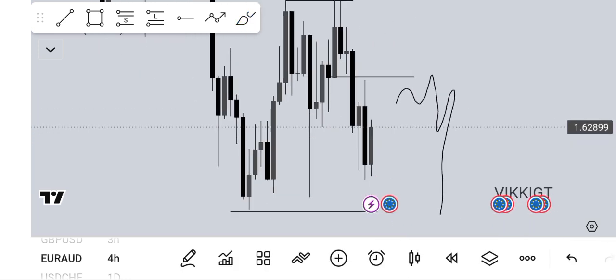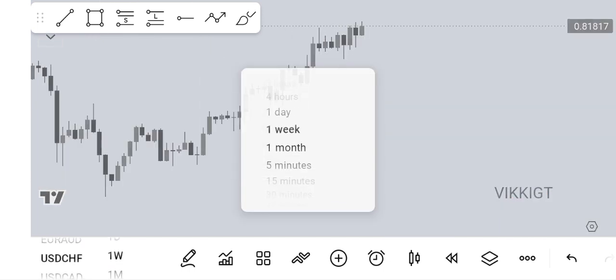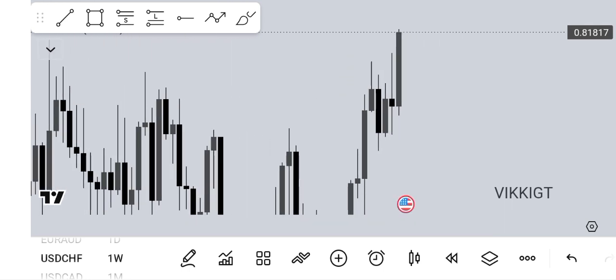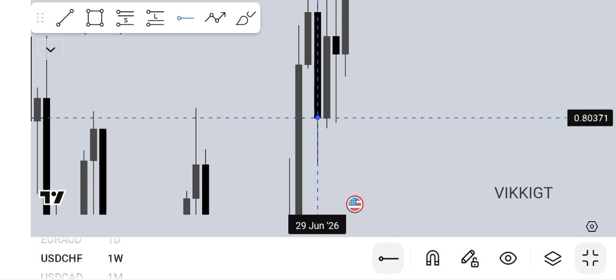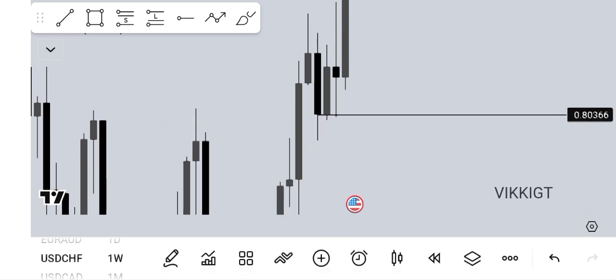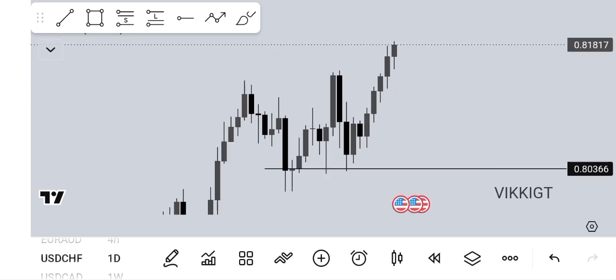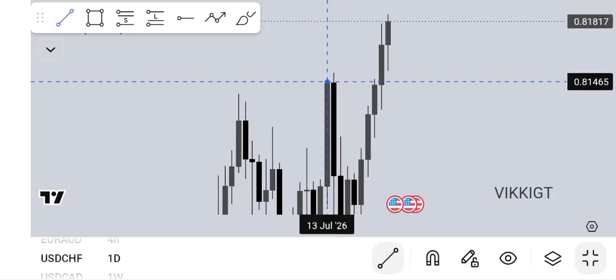I'll be sending a screenshot later so it will be clearer. Heading over to USDCHF. Well, we had an impulsive move. I didn't trade this pair last week. I wasn't basically looking at it. Also, we had the weekly reject weekly last 2 weeks rejected. We had a daily breakout to the upside. So this is a breakout to the upside.